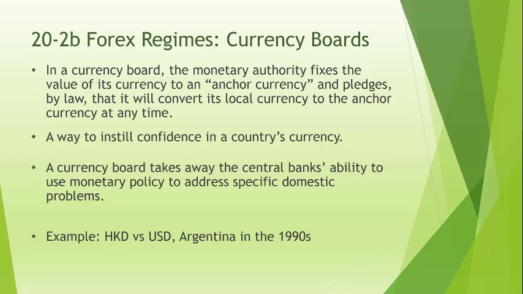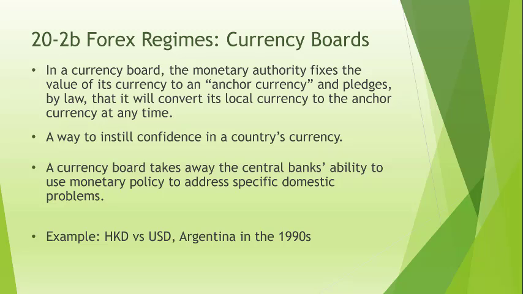So the monetary authority basically fixes the value of the currency and pledges by law that it will convert its local currency to the anchor currency at any time. A good example of this is the Hong Kong dollar. The Hong Kong dollar is convertible at pretty much a constant fixed rate into US dollars. It's a way to instill confidence in the country's currency. So in Hong Kong's case, you can't produce any more Hong Kong dollars unless you can produce more US dollars, because every Hong Kong dollar has to be convertible into US dollars.